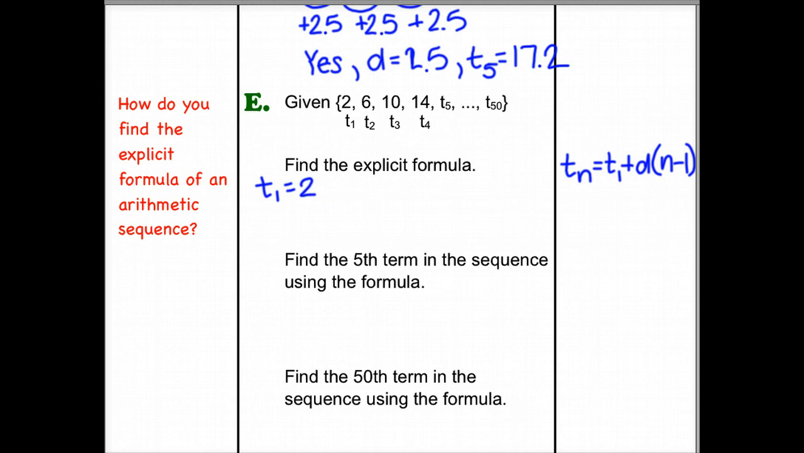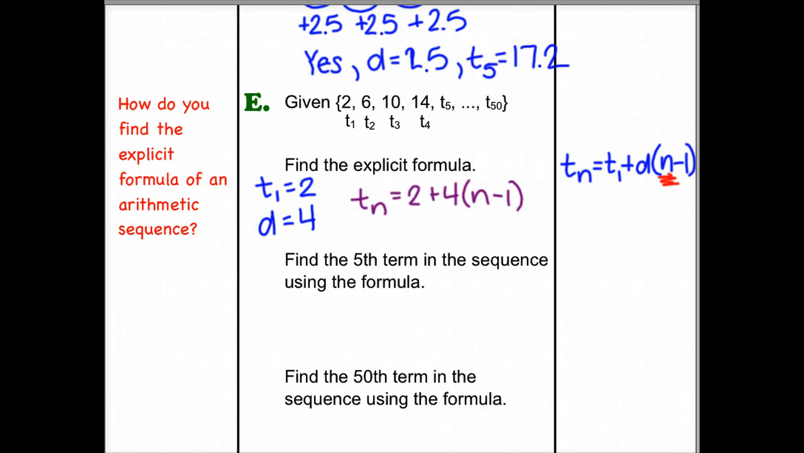And as I look here, 2 plus 4 is 6, 6 plus 4 is 10, 10 plus 4 is 14. That means that my d is 4. We're going to leave the n as n, so we have a variable that we can use this formula over and over again. So now if we substitute in, t sub n, which we're trying to find, that's like our y, is equal to t sub 1, which is 2, plus d, which is 4, times n minus 1.